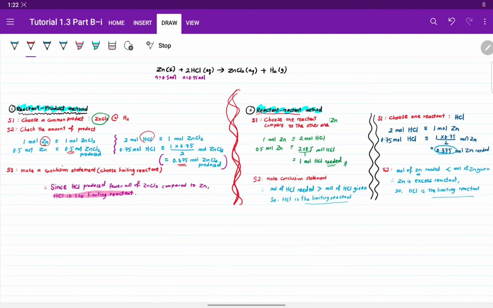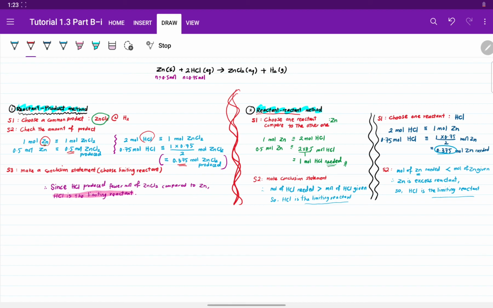So, in conclusion, okay, yang ini adalah dua method yang kita ada tadi. Reactant product method and reactant method. Untuk kita cari which one is the limiting reactant. Okay, ini yang tadi saya cakap tadi. Start from here. Okay, once awak dah dengar explanation untuk dua-dua method, terus pilih mana yang awak nak guna.